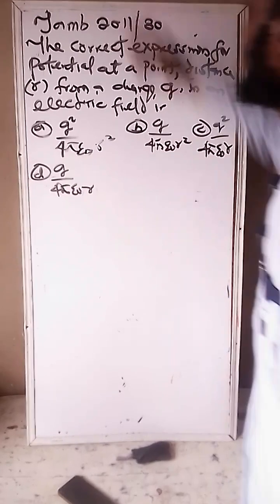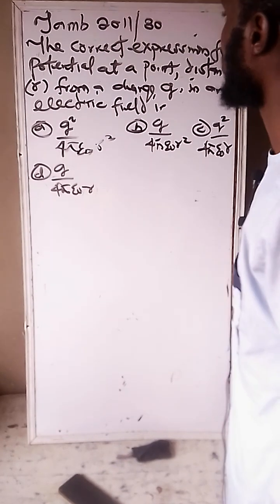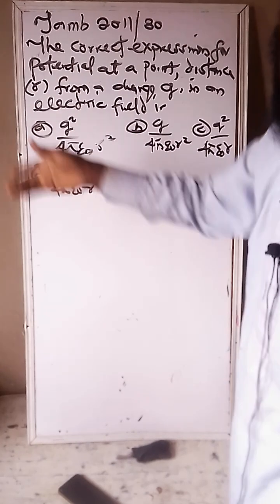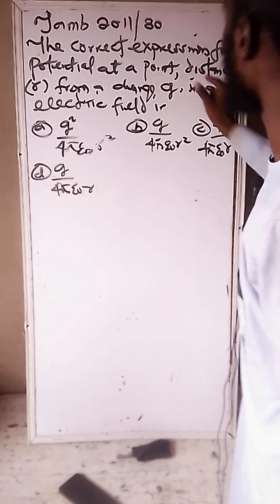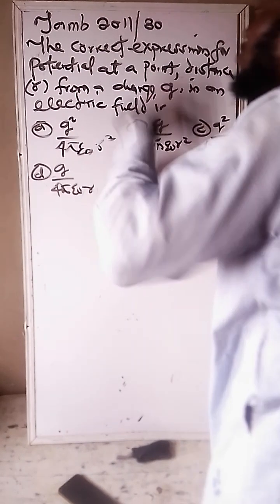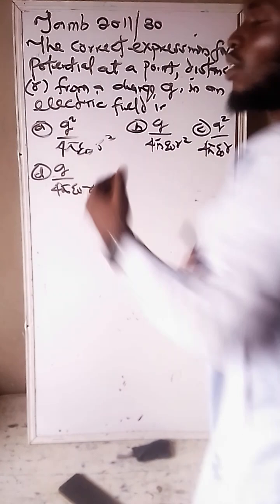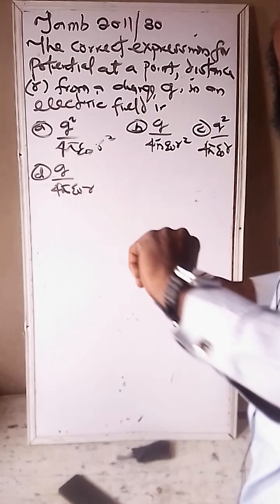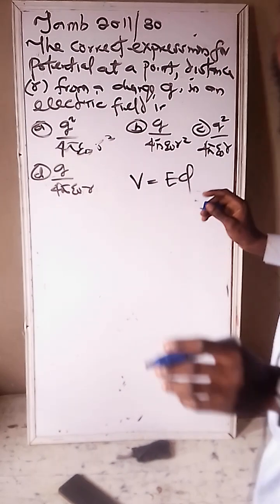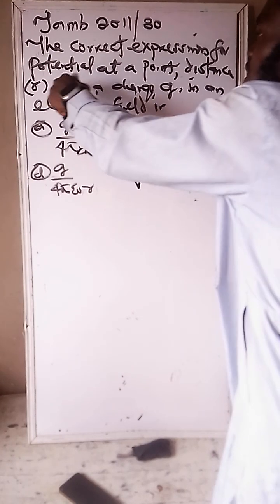Now, this is another question. JAMB 2011, question number 30. The correct expression for the potential, which is the same thing as electric potential, PD, V, at a point distance... they are relating it with distance. That means your formula must have distance, which is r, and Q. If it were E and D, it would be another formula, where V is E times D ordinarily. But here, the formula must have Q inside and must also have distance inside, which is R.